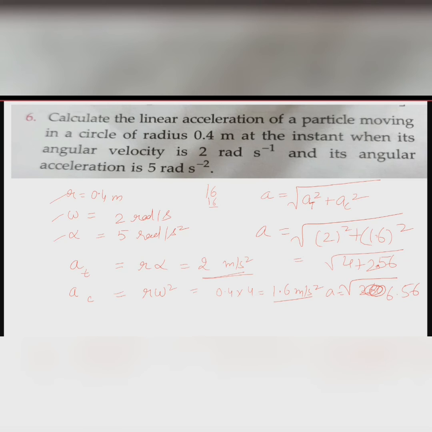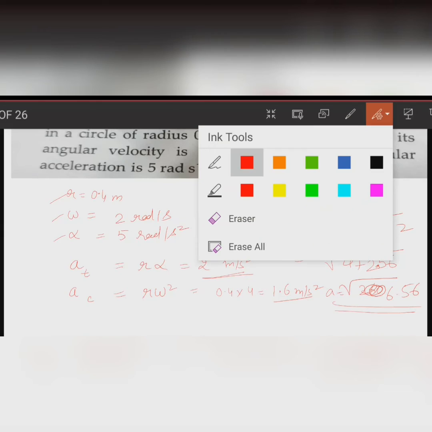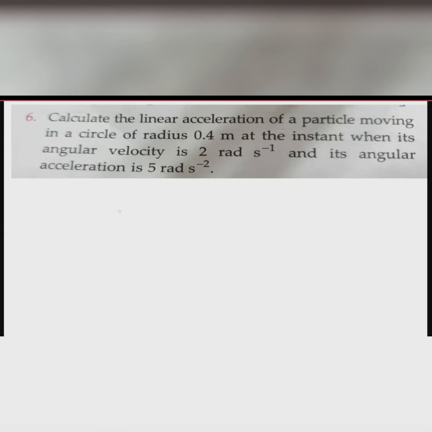Now, is the information enough, or is there still some information that we have missed? It's a vector quantity. Please remember, it's a vector quantity. So we have found out the magnitude, but we still need to find the direction. So to find the direction, we use the formula that tan theta would be equal to centripetal component upon the tangential component.